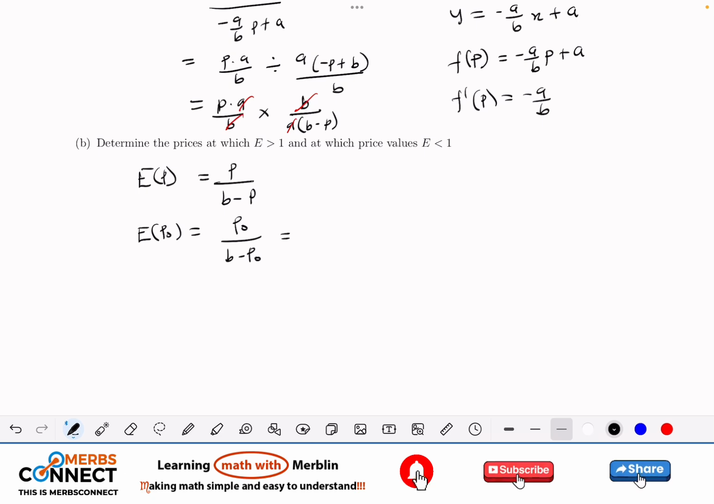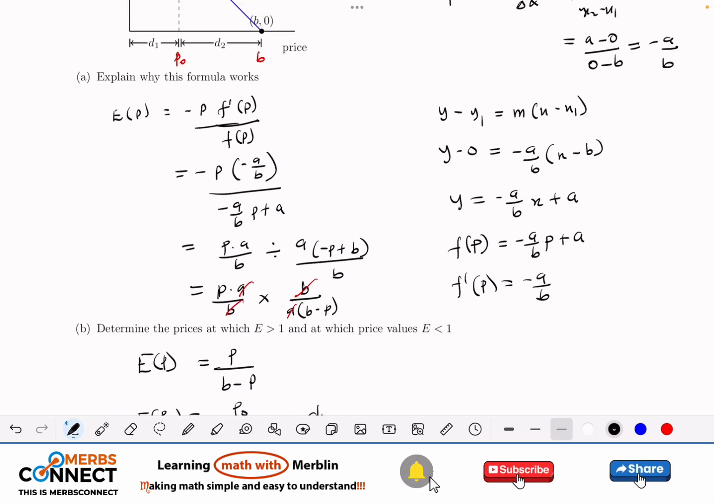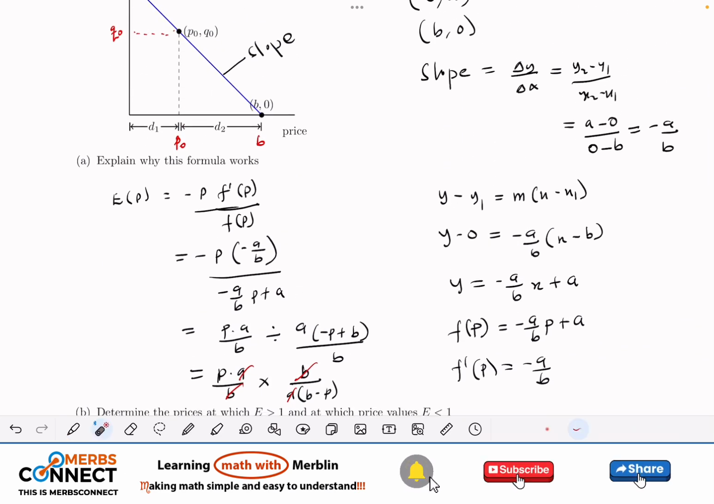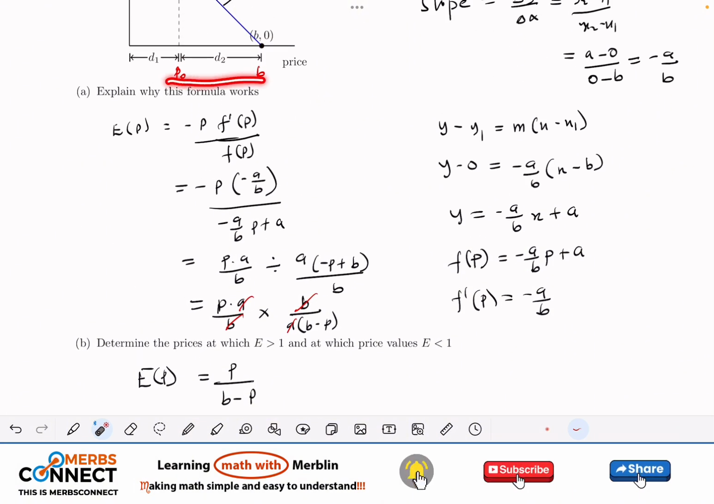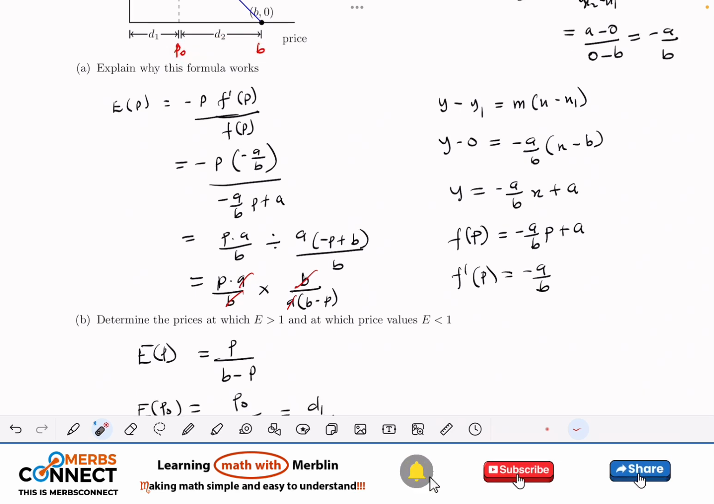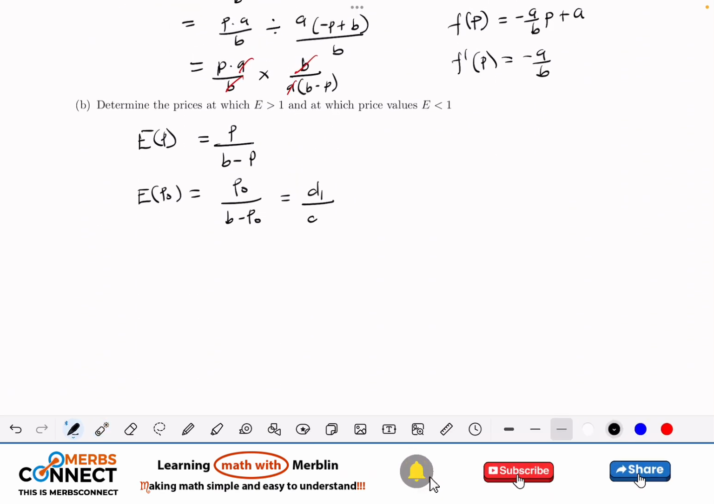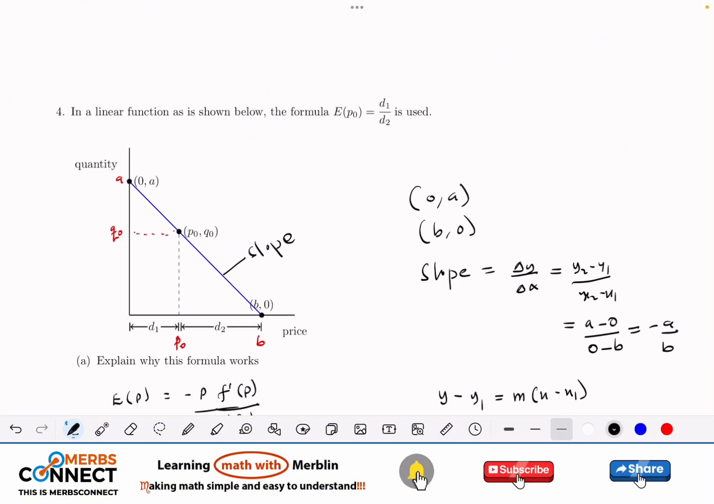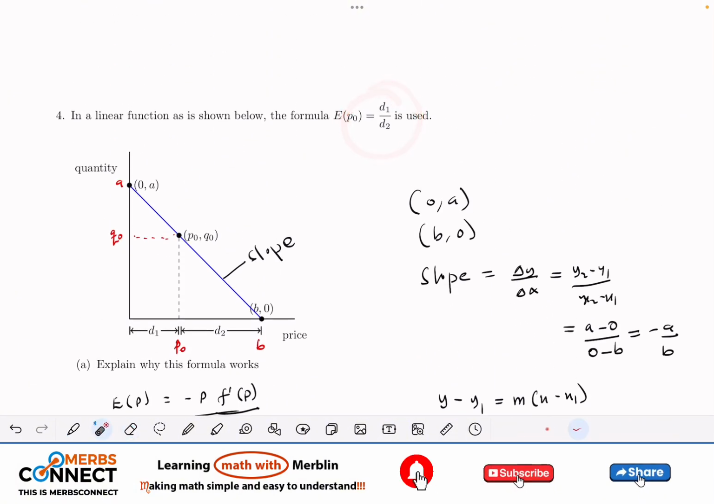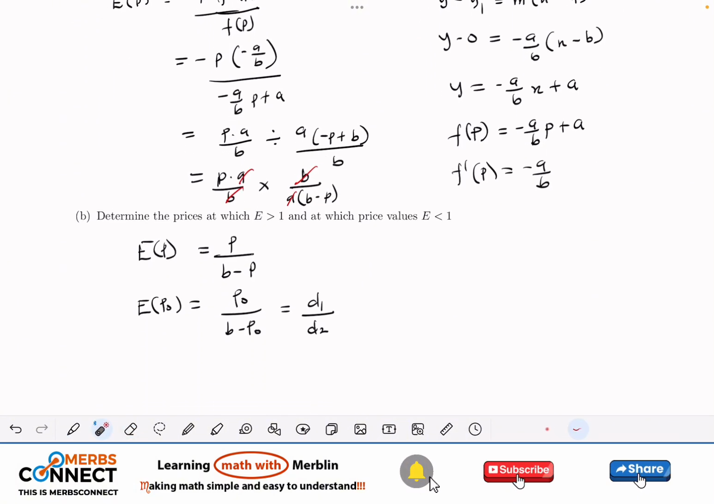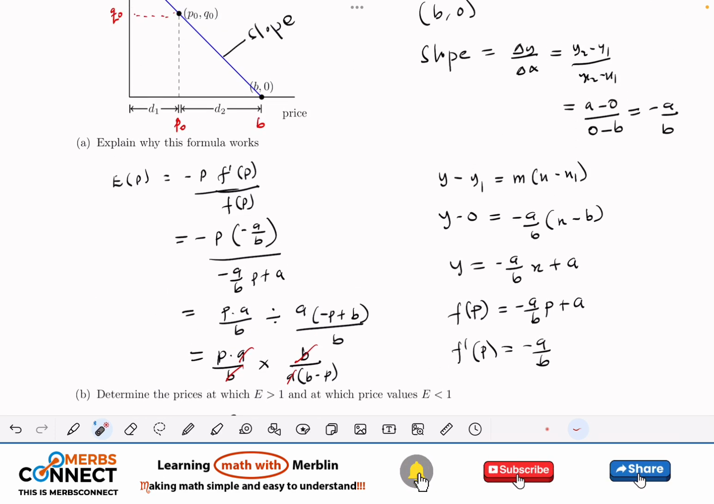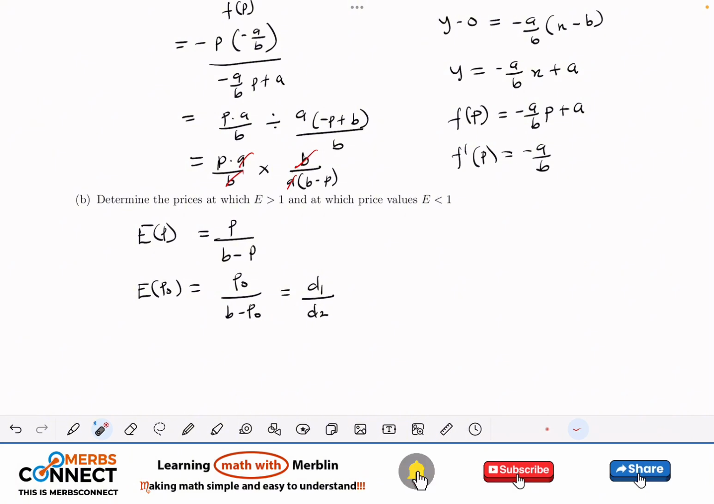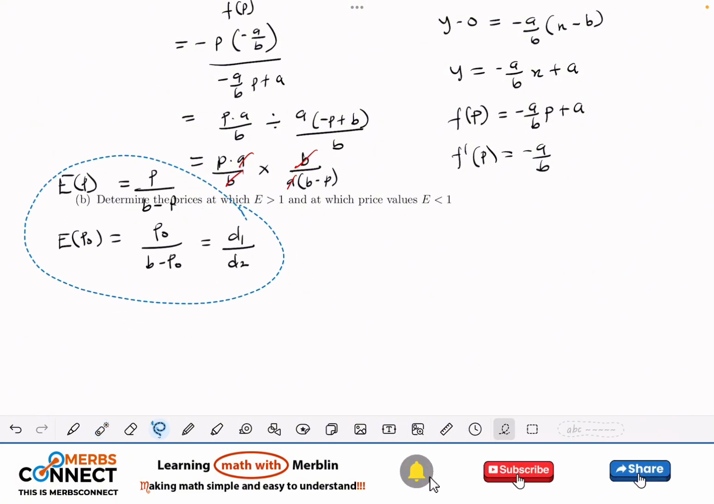So we are going to have the D1 here divided by, now what is b minus p naught? This distance here is b minus p naught, which is D2. So this is going to give us D2, which is what we have here. So that's the reason why the formula works, right? So this is what you are going to get right there. So this will be the solution that we are going to get for that.